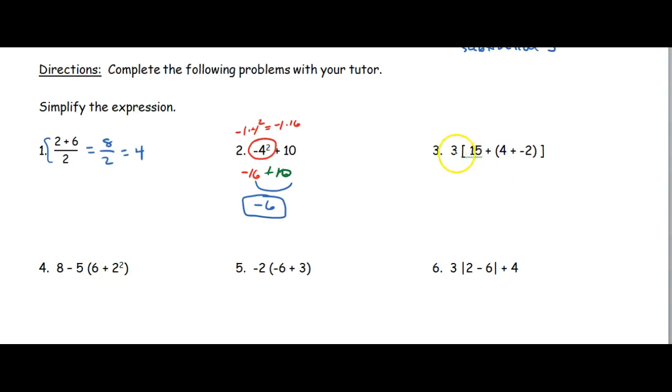Alright, here we see parentheses. We see two sets. You have this set and you have this set. You always have to evaluate the innermost first. So we do 3 times the quantity. First thing we do is 4 plus -2, which is 2. Now we do 3 times. We still have to finish the parentheses. 15 plus 2 gives you 17. And then 3 times 17 would give you 51.